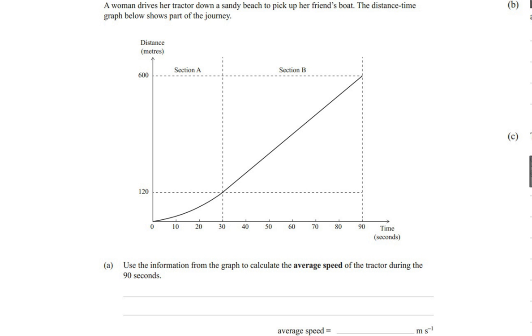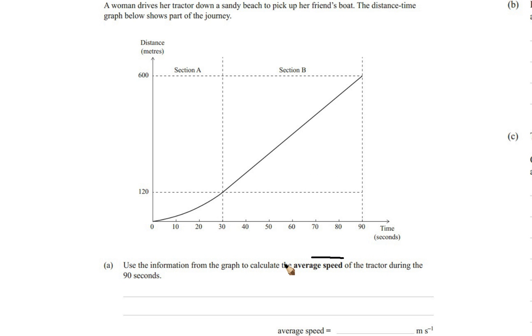So if we have a look here, firstly, let's have a look at our graph before we actually answer any of the questions. So we've got a section down the bottom here, section A, and it's curving up slightly. So we know at this part here, during section A, it's accelerating, it's increasing, it's getting faster. During section B, we've got a straight line that's sloping upwards. So we know we've got a constant speed. So this is the tractor probably speeding up initially until it reaches a particular speed, and then it travels at a constant speed.